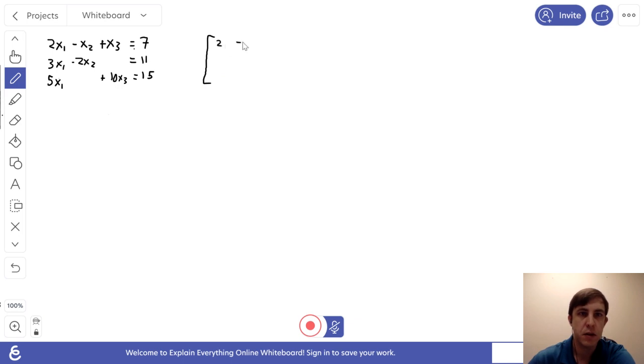So our first row looks like 2, negative 1, 1, and that's 7 to the right of the augmented bar, 3, negative 2, 0, and 11. And then finally we have 5, 0, 10, and 15 here.